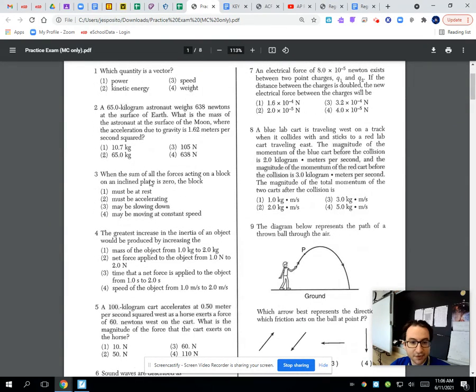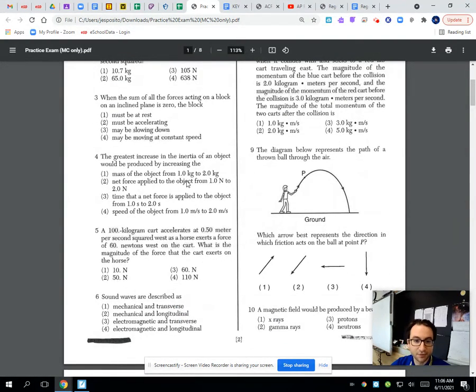Number 2, a 65-kilogram astronaut is on the Earth. The question says, what is his mass if he goes to the moon? I'm not reading all the numerical information because mass does not change no matter where we go in the universe. The force of gravity, aka your weight, does. If he's 65 kilograms on Earth, he's 65 kilograms on the moon.